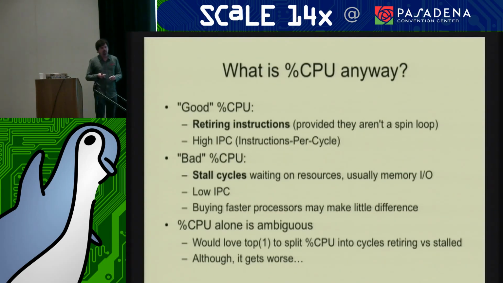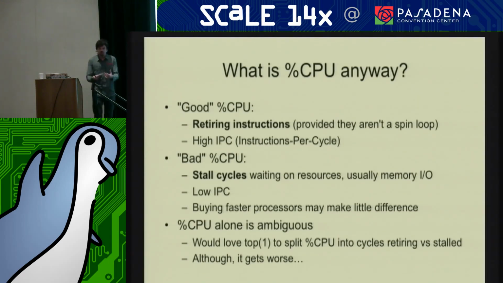To give you some numbers, a high IPC might be 2.0. A low IPC might be 0.5. And that is, on average, for every cycle, we only make forward progress on half an instruction. So IPC is like a miles per gallon metric. It helps us understand whether we've got the good percent CPU or bad percent CPU.